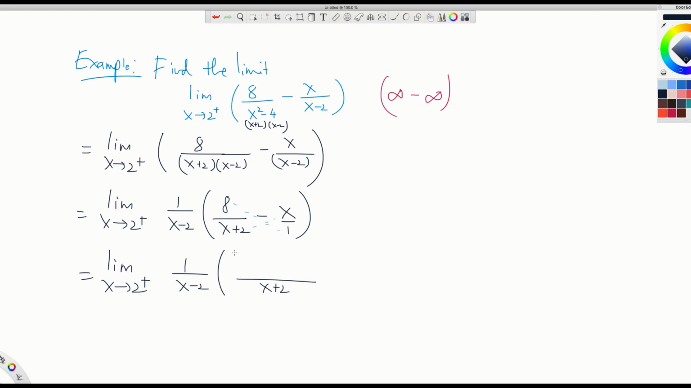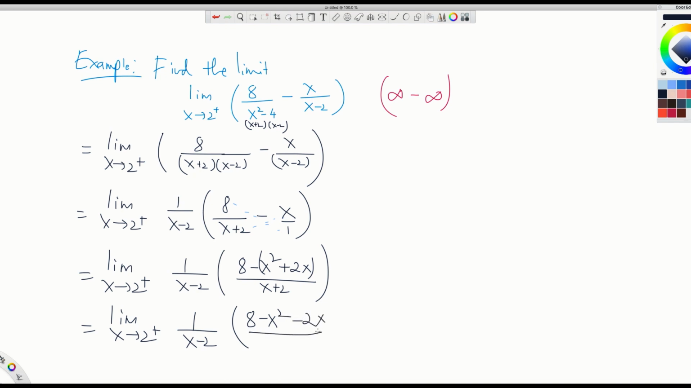You basically get 8 minus x times x is x squared, and then plus x times 2 is 2x. You can do it that way. So basically limit x tends to 2 plus, 1 over x minus 2. If you simplify that, what do you get? You get 8 minus x squared minus 2x, divided by x plus 2.